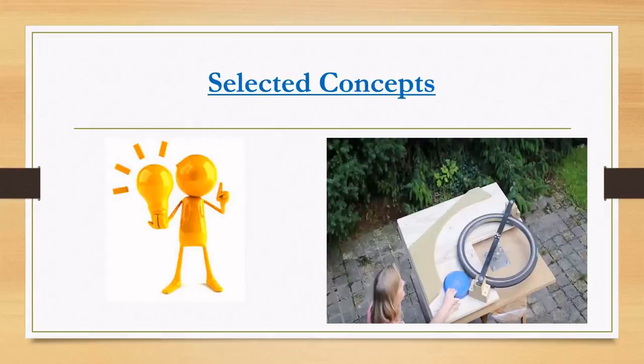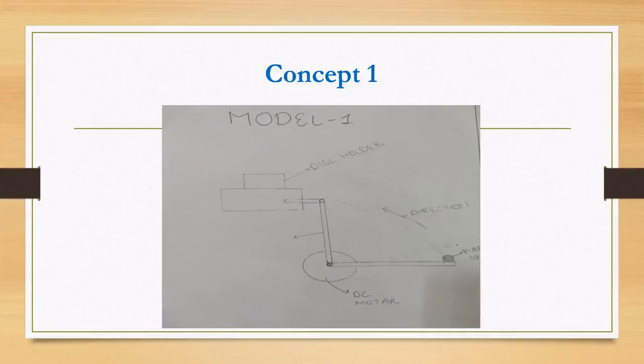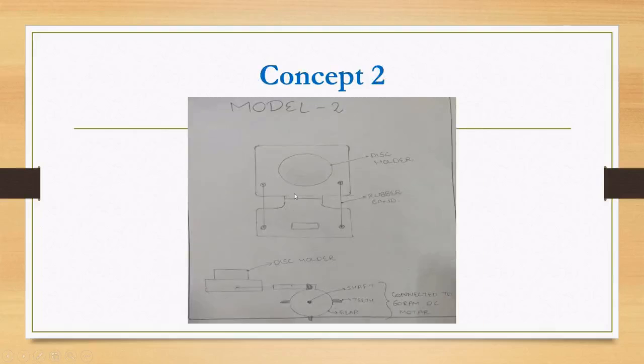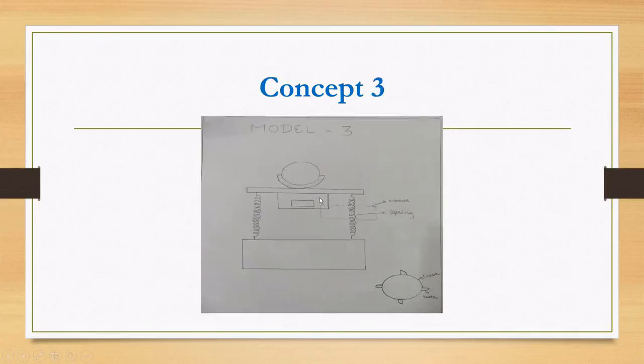So next are the selected concepts. For the first concept, here we have a motor, and when this motor rotates, this rod with a rubber grip at the tip hits here, and this is the striker which hits the disc, and then the disc gets released. In the next concept we use rubber bands. So this is the striker; we pull it back with the help of the DC motor, and when it gets released it hits the disc and the disc gets released.